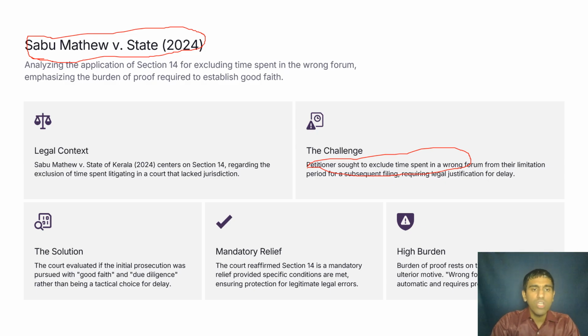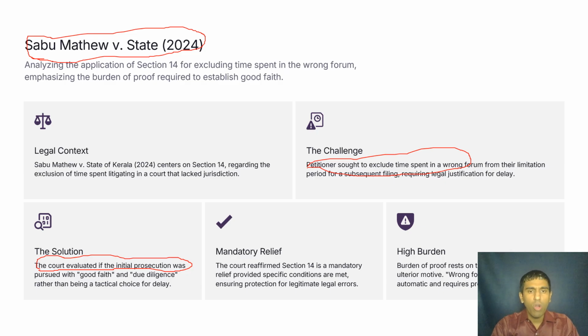So what had been the solution here? The correct court which had heard the matter had evaluated whether the initial prosecution of the case in the other court had been pursued with good faith and due diligence, without any awareness of the lack of jurisdiction of the other court, and that it had not been some sort of tactical choice for delay, or some form of vindictive or malicious tactic to ensure a delay of justice or to harass the other party. Then essentially the court evaluated all of that.